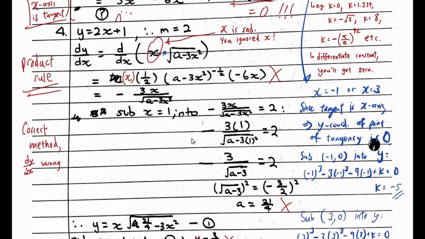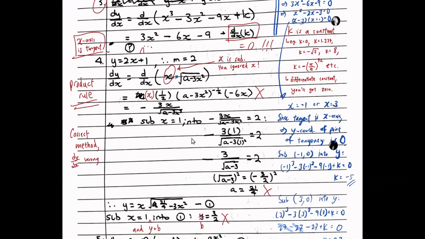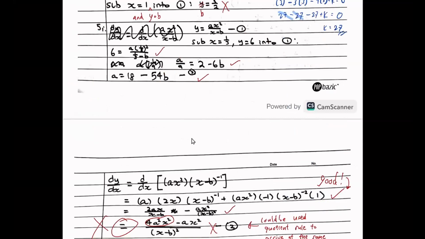Okay. Let me just add a page. But yes, your first conclusion is correct. When you have y equals 2x plus 1 as the tangent line, then of course the gradient is 2. So dy by dx must equate to 2. But your dy by dx is wrong, so no choice, have to redo. Okay, let me just add a new page so we have more space.